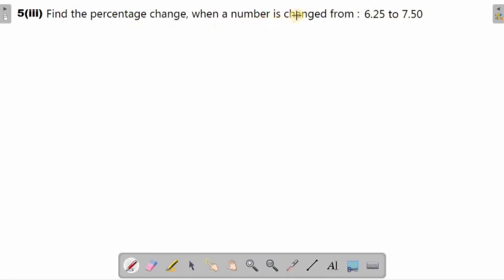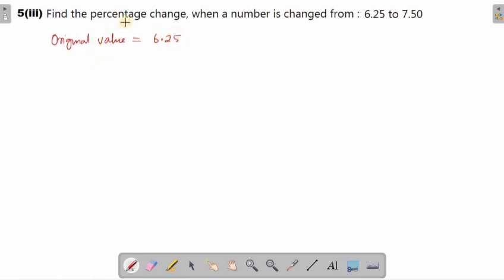Okay, when the number is changed from 6.25 to 7.50, basically there is an increase, right? So percentage change means you have to find the percentage increase here. What is the original number, by the way? The first number is the original number here, because it is being changed. 6.25 is being changed to 7.50, isn't it? So that's why the original value is given to be 6.25.